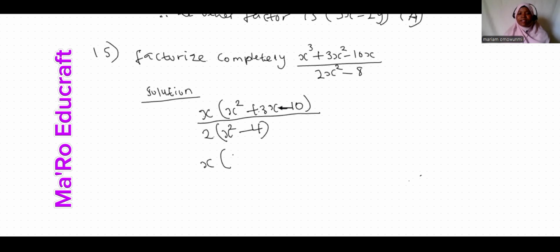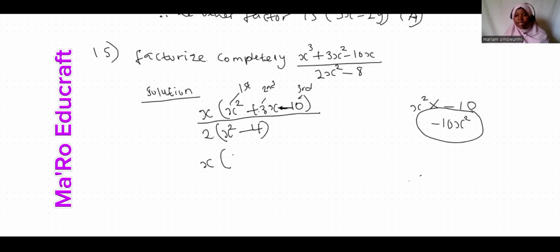So how do we factorize? Let me quickly explain. My short form of doing factorization: I call this the first, this the second, this the third. When factorizing, I multiply the value of the first and the third, which is x squared times minus 10, and that gives me minus 10x squared. Then I look for two factors of minus 10 that when I multiply, I get back minus 10, and when I add, I get back the second value, which is plus 3x.